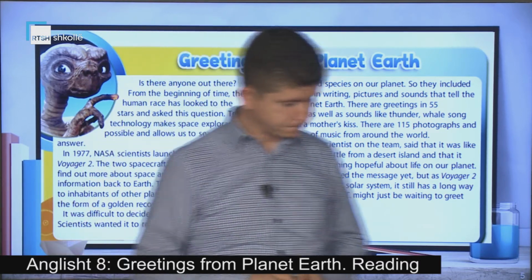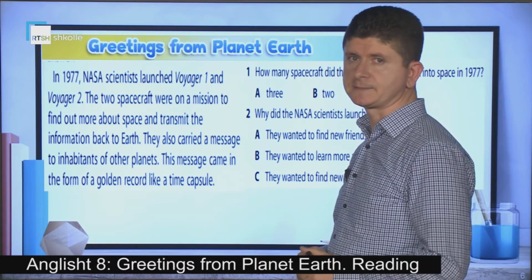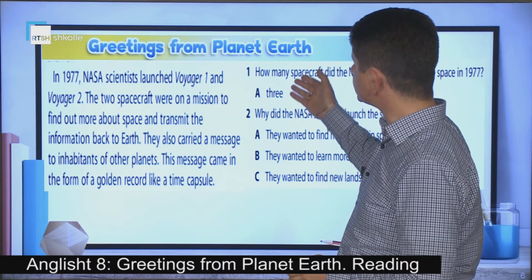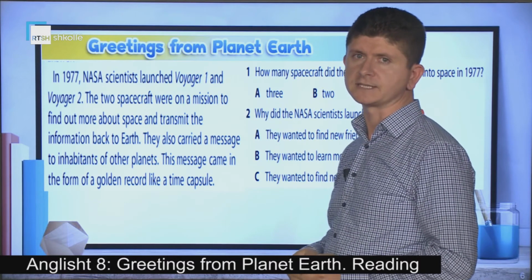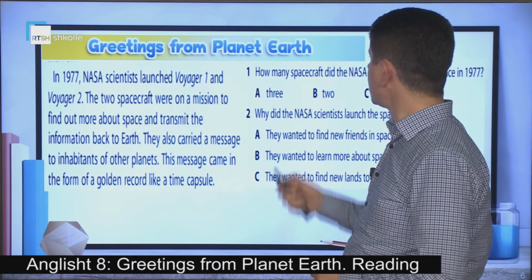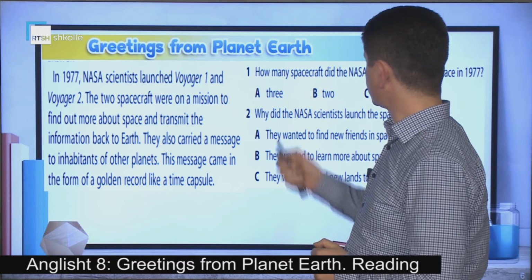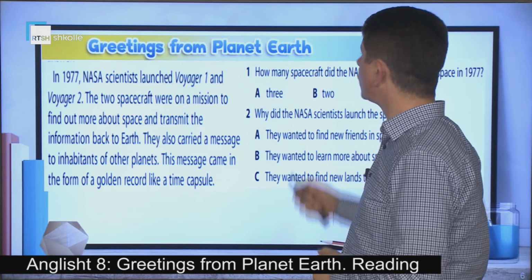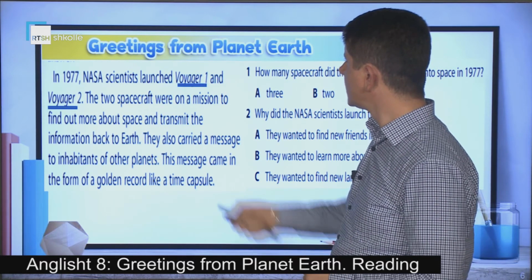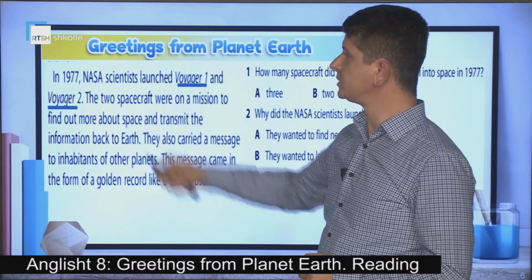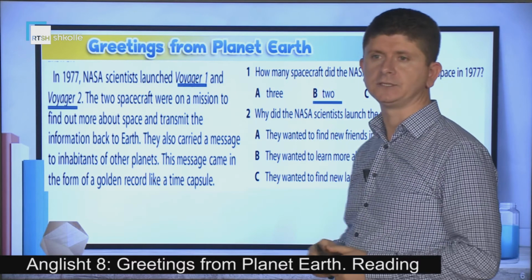So this is the text. Now that we read the text, let's go through some questions about the text. Usually, the first question is a general question about the text, or it might be found in the first paragraph of the text. Let's look at the question. How many spacecraft did the NASA scientists launch into space in 1977? 3, 2, or 1? How many spacecraft? Let's check out the text. Voyager 1 and Voyager 2, which means they launched 2 spacecraft. So the correct answer is B, 2.